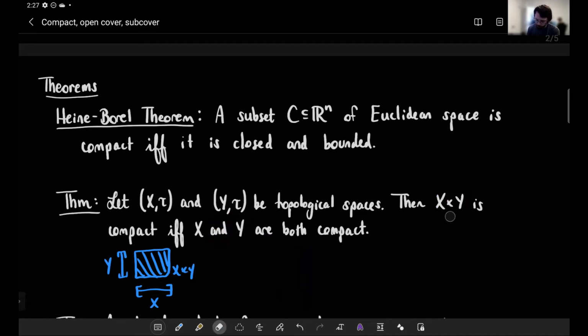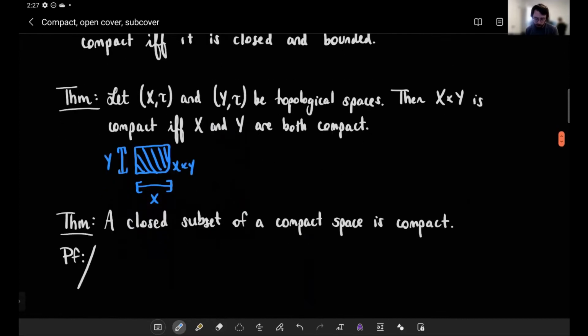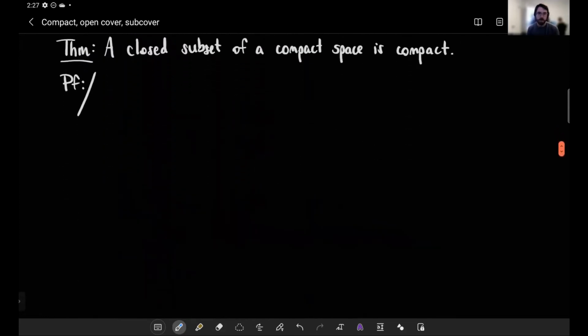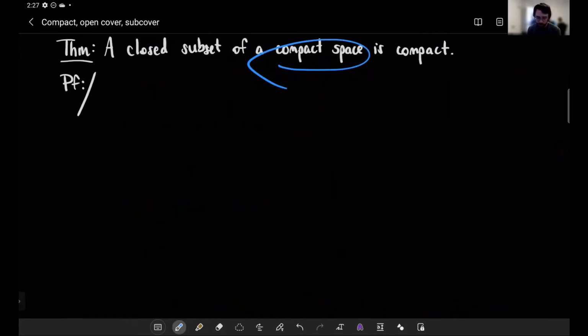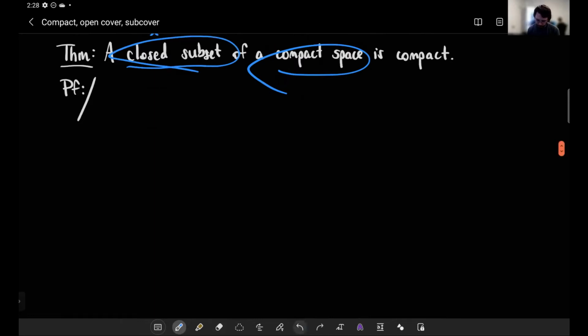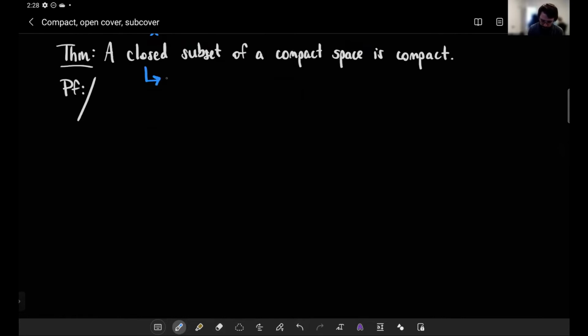Okay, so that one we won't prove because it's a little tedious, but we can prove some really interesting things. For example, if you have a compact topological space, then any closed subset of it will automatically be compact. And keep in mind here, we're thinking topologically, so closed means its complement is open.